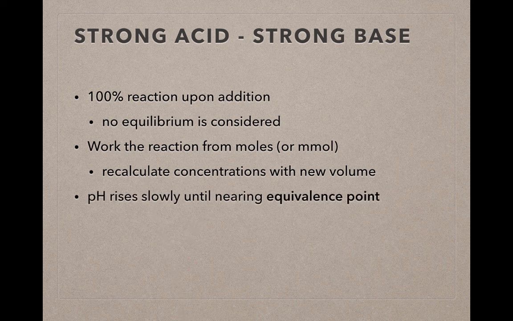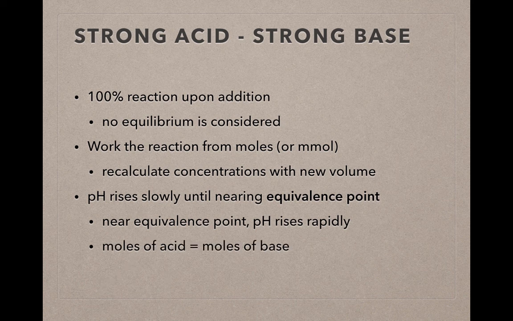If you are titrating an acid with a strong base, you're going to see that the pH rises slowly until it nears the equivalence point, where the moles of acid equal the moles of base. As we start getting closer and closer to that equivalence point, the pH can begin to rise extremely rapidly. So again, at the equivalence point, the moles of acid equal the moles of base, and for a strong acid and strong base, we know that the pH will equal 7 at that equivalence point. Again, this is the only time that's going to happen, when you have a strong acid and strong base.